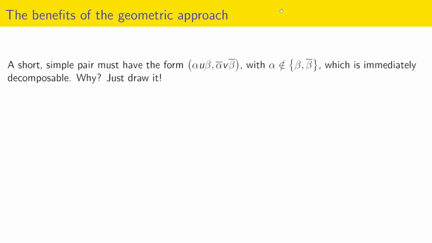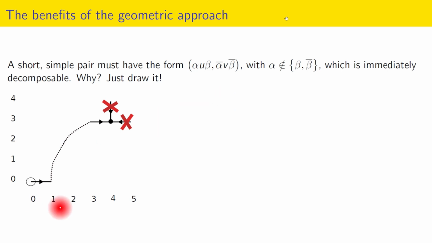And just to see the benefits of the geometric interpretation, now we have a very simple result if you think in geometric terms. So if you start from a short and simple pair of strings, then they must have this form. It means that the first walk starts in one way and the second walk starts in the opposite way. How to see that? Well, by exclusion.